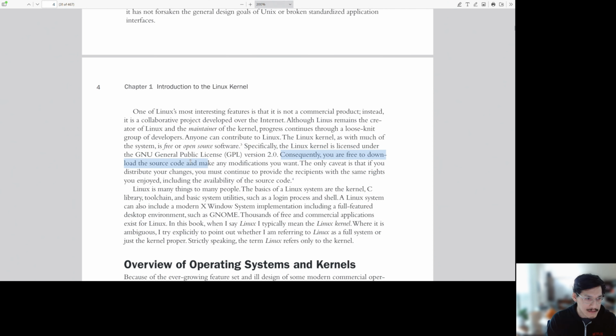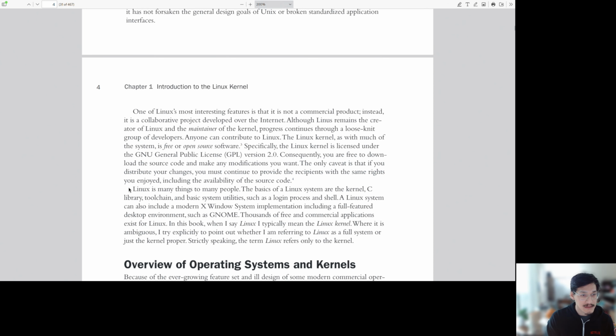Consequently, you are free to download the source code and make any modifications you want, and that's what we're going to do. The only caveat is that if you distribute your changes, you must continue to provide the recipients with the same rights you enjoyed, including the availability of the source code. So if you make changes and you distribute them, you're going to have to also make the code available. Cool.